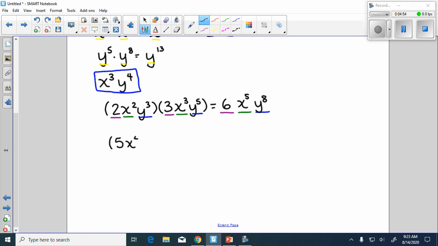Maybe we have 5x to the 4th y to the 9th times negative 2x cubed y. Okay, go ahead and pause the video, find that product using the correct rule, and then turn the video back on to see if you're right when you're done. 5 times negative 2 is negative 10. 4 plus 3 is 7. And 9 plus 1 is 10. Don't forget that if there's no exponent written, then it's understood to be a 1. So we have to remember to add that 1 into the 9 that's already there.